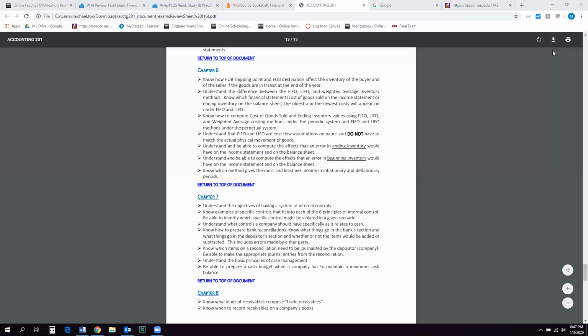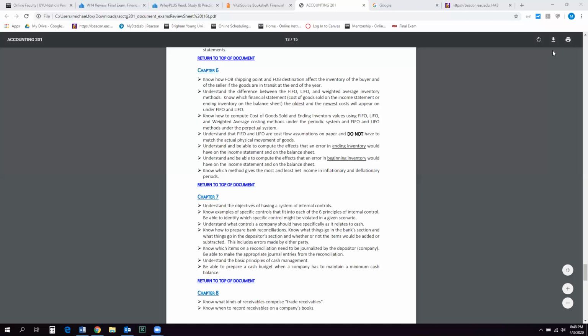Understand and be able to compute the effects that an error in ending inventory would have on the income statement and the balance sheet. So again, less explanation, these are telling you probably some things to practice. And then understand and be able to compute the effects an error in beginning inventory would have on the income statement and the balance sheet. So again, I don't know what else to explain more about that other than you'll have to be able to do that.